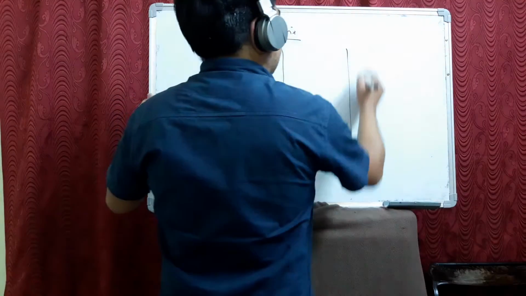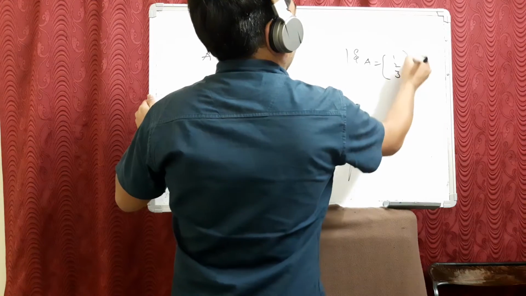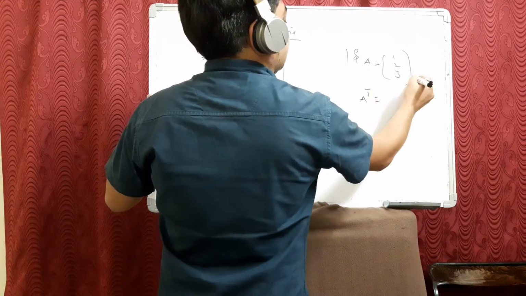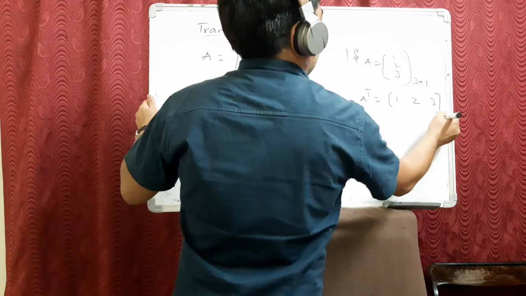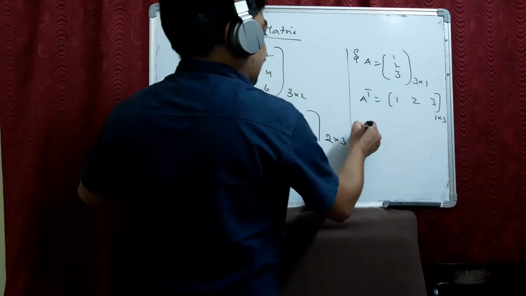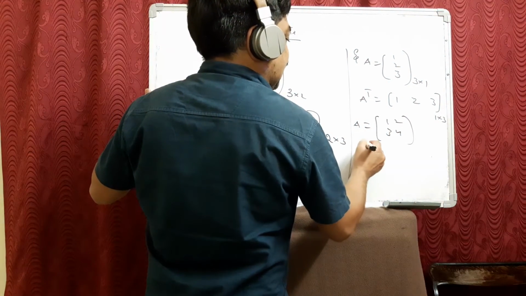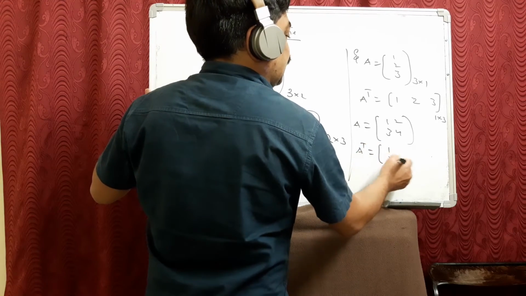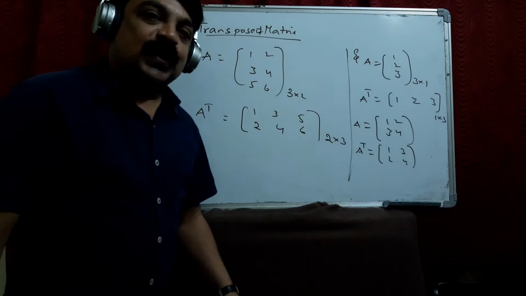One more example. Suppose A is equal to 1, 2, 3. So A transpose will be, this is a 3 by 1 matrix, 1, 2, 3. It becomes 1 by 3. Okay. So in a square matrix, suppose A is 1, 2, 3, 4. What is A transpose? It becomes 1, 3, 2, 4. The rows become columns and the columns become rows.